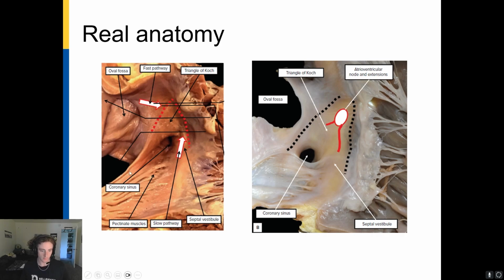And then that triangle of Koch, here would be that tendon of Todaro. And then we would see that triangle forming. So here along that wall, that atrial septum would be the fast pathway. And then you would see that slow pathway coming all the way down here. And then this area is where that AV node would be. And then here you can see it over here. You can see coronary sinus, triangle of Koch, anyways.